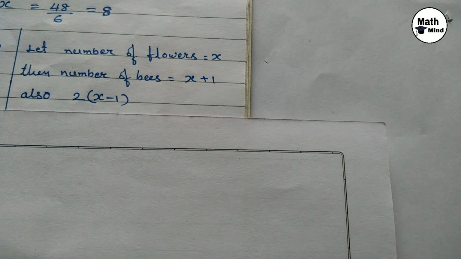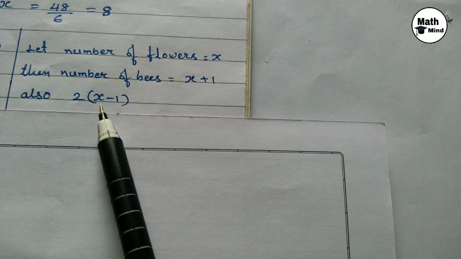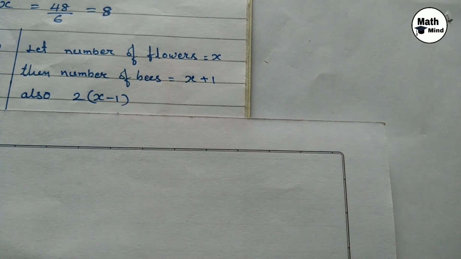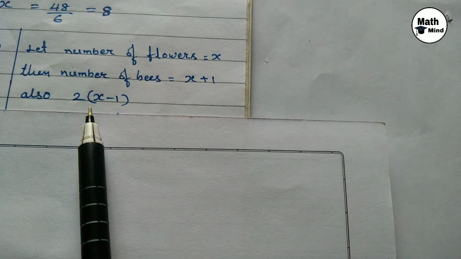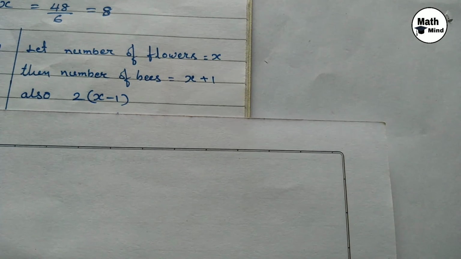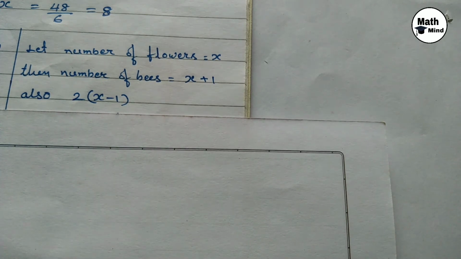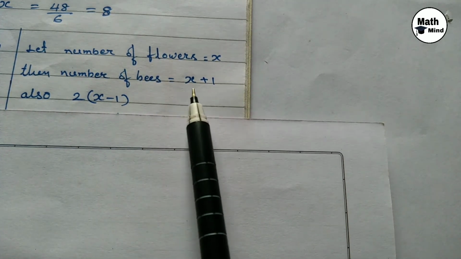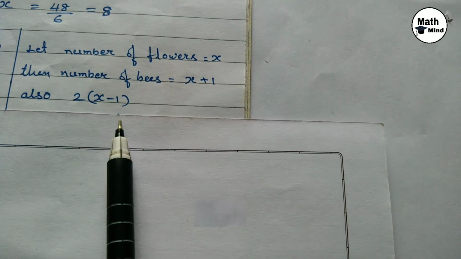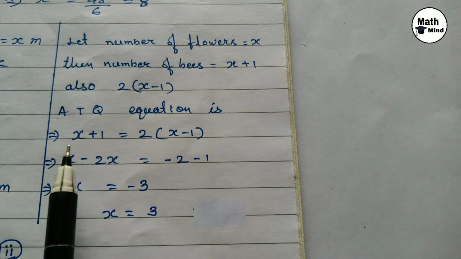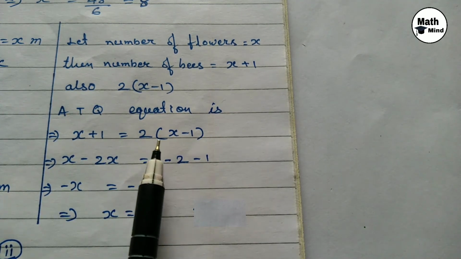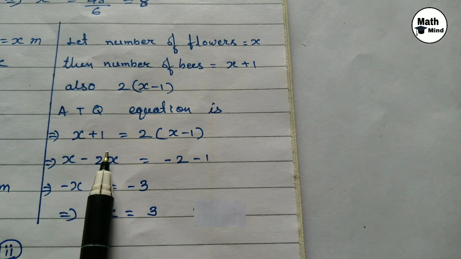The second sentence says, if two bees land on each flower, one flower will be left. Subtracting one flower, this is x minus 1. When two bees land on one flower, one flower is left. It means x minus 1 into 2. Both expressions are the same. This is the number of bees and this is also the number of bees. According to the question, x plus 1 equals 2 into x minus 1.